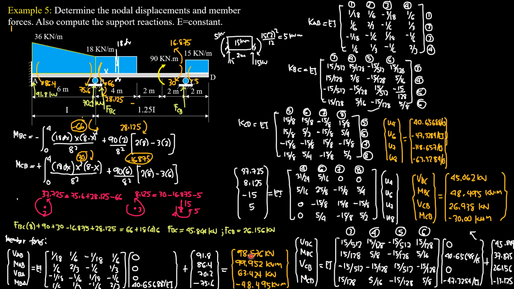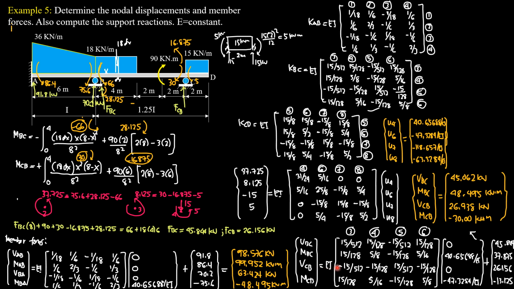So therefore, shear BC is 15 over 128 times 40.65688 plus 15 over 128 times negative 47.3284 plus 45.844 is 45.062, shear BC. Moment BC, 5/8 times 40.65688 plus 5 over 16 times negative 47.3284 plus 37.875, you will get 48.495, which is equal to this numerically.